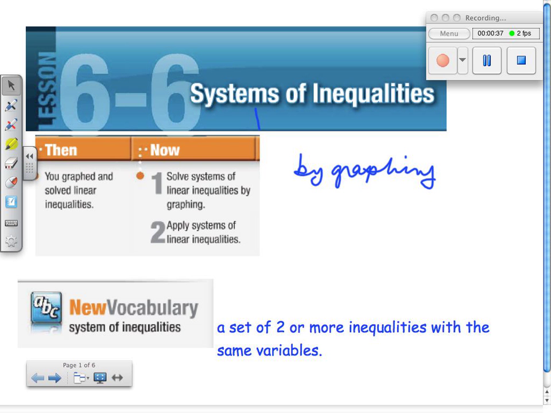You'll remember that we have solved linear inequalities by graphing. This time we're solving systems of linear inequalities by graphing. So what's a system of linear inequalities? You can write this definition down. It's a set of two or more inequalities with the same variables. So we're going to have two inequalities, they're going to have the same variables, and we're going to be solving them simultaneously.